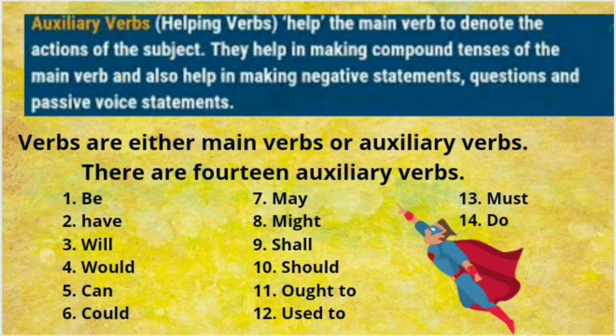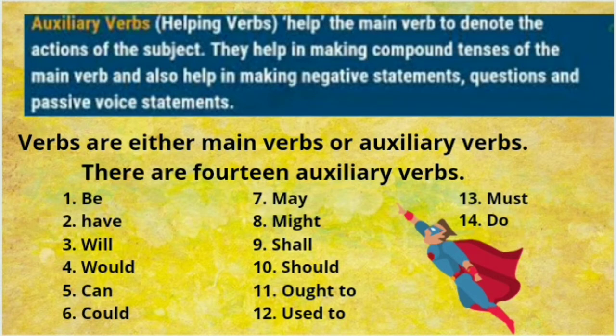Auxiliary verbs can be known as helping verbs. They help the main verb to denote the actions of the subject. They help in making compound sentences. They help in making tenses of the main verb, negative statements, questions, and passive voice statements. If we talk about auxiliary verbs, there are 14 auxiliary verbs. They are be, have, will, would, can, could, may, might, shall, should, ought to, used to, must, and do.